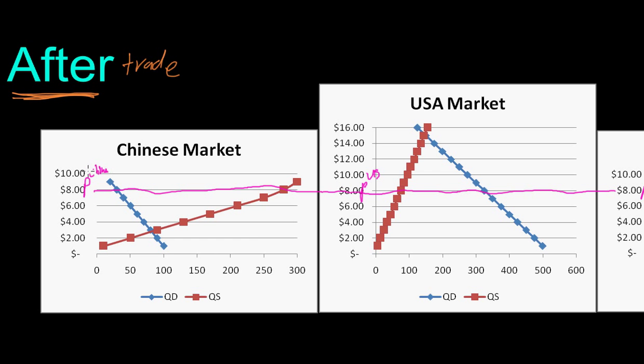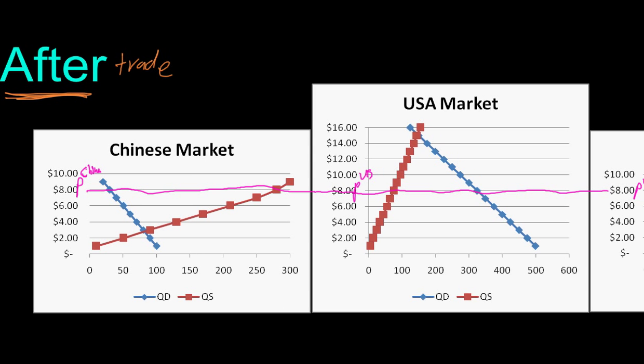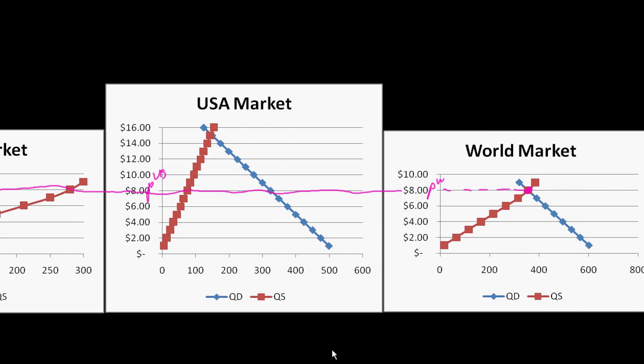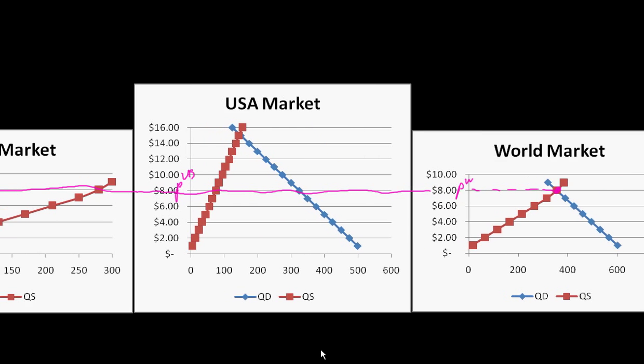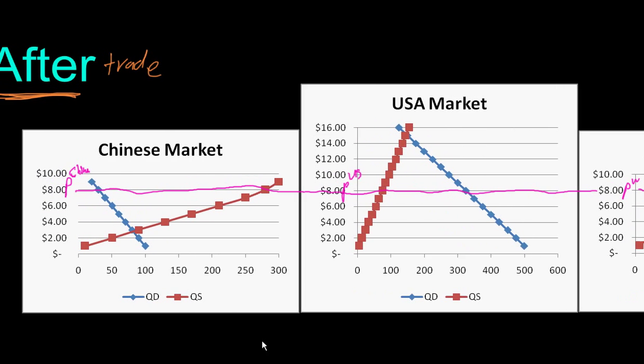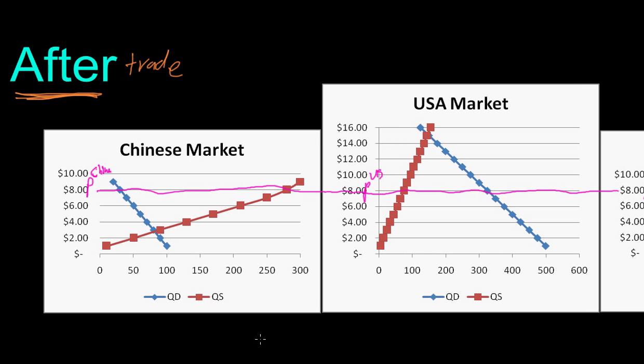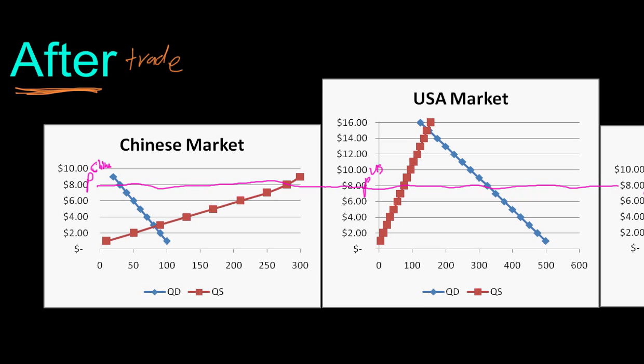And what's happening is now the USA and China can trade freely. So the USA gets toys a little bit cheaper because they're importing from China, and the Chinese get to sell toys at a more expensive price because they can now sell them or export them to the USA. So the world market now sets the price because we have free trade. And now we're going to examine how consumer surplus and producer surplus in both China and America are affected after trade.